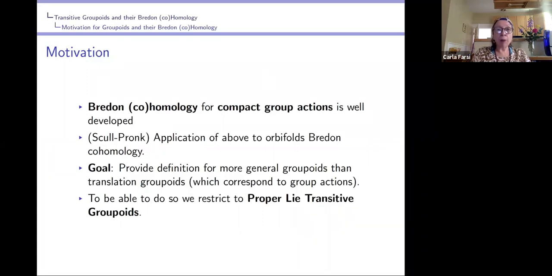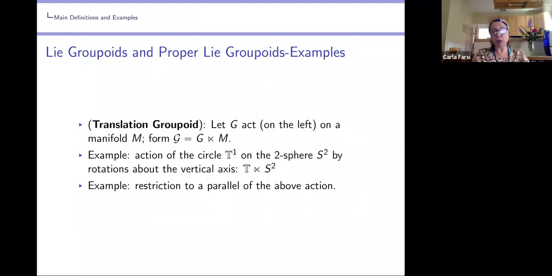And Schkoll and Pronk applied the above construction to the case of orbifolds. Orbifolds are particular group actions, let's say, in this context, compact group actions where the stabilizers are finite. So they use the standard Bredon cohomology for compact group actions and apply it to the case of orbifolds. And they had some equivalence of categories.